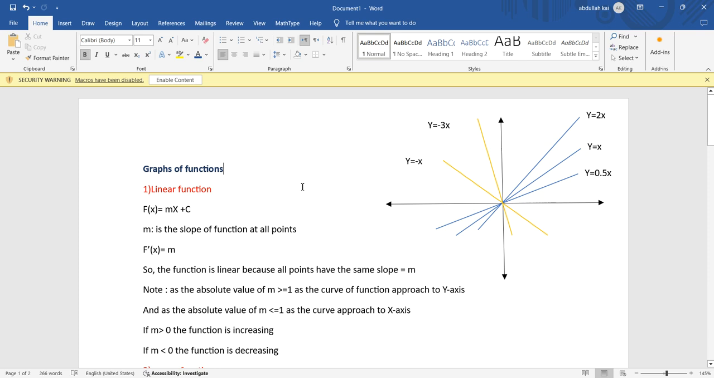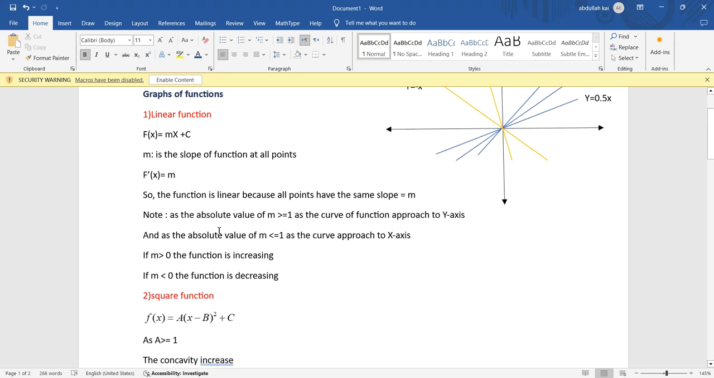You know, in a linear function, all points have the same slope. So the function is linear because all points have the same slope m. You know, m equals the difference between y divided by the difference between x.